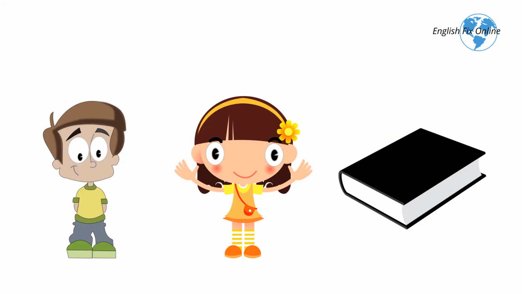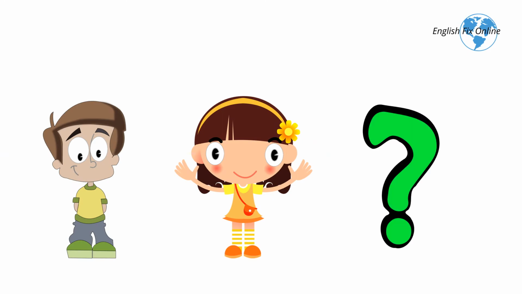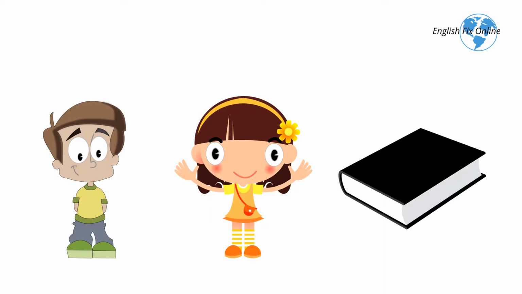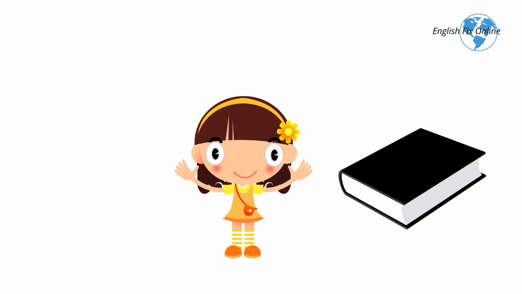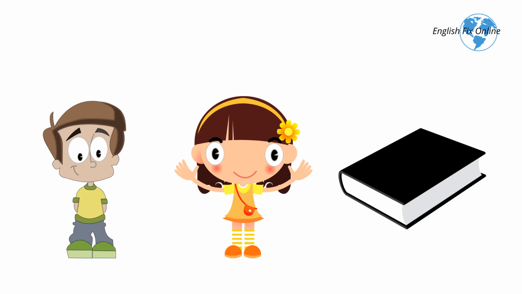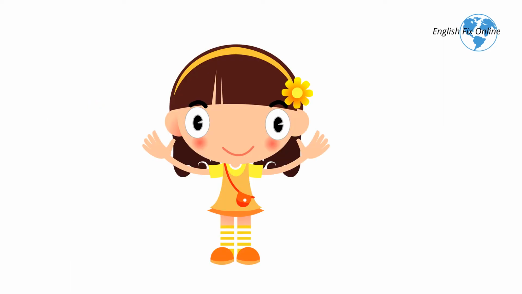Lesson 1. Boy, girl, book. What's missing? Boy, girl. The book. Boy, girl, book. What's missing? The boy. Boy, girl, book. What's missing? The girl.